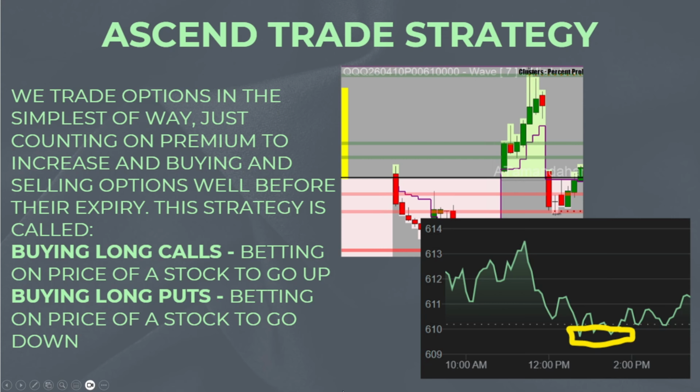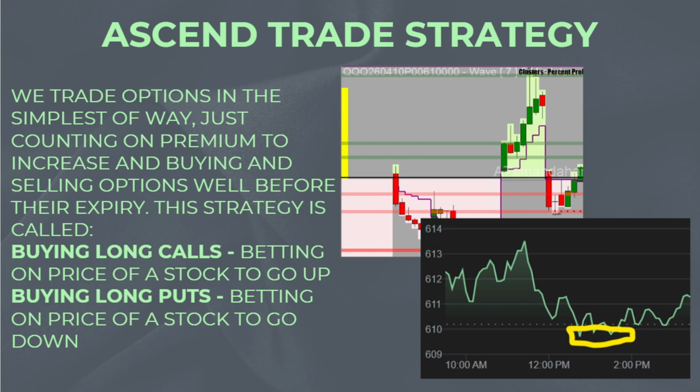Again, if you buy long calls, you're betting on the price of a stock to go up. And if you're buying long puts, you're betting on the price of a stock to go down. Most day traders who trade options play these options contracts this way. They're simply counting on premium to increase based on the movement of the equity they are desiring. So if they want the equity to go down, they're going to purchase puts and anticipate that the stock price will go down and the premium of those put contracts will increase.